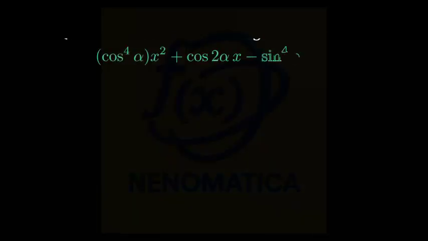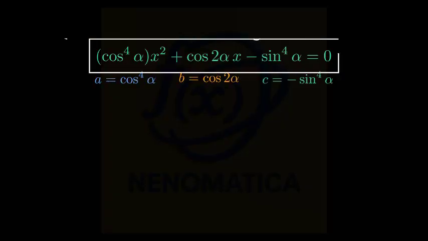First, let us place the equation on screen. Let us identify the coefficients. Here, a equals cosine to the fourth alpha, b equals cosine 2 alpha, and c equals negative sine to the fourth alpha. The key observation is that b equals a plus c.